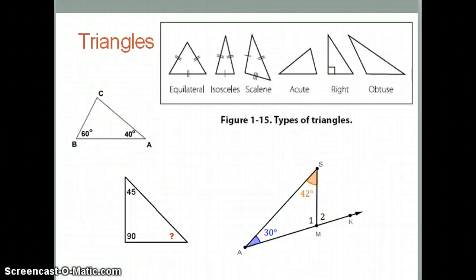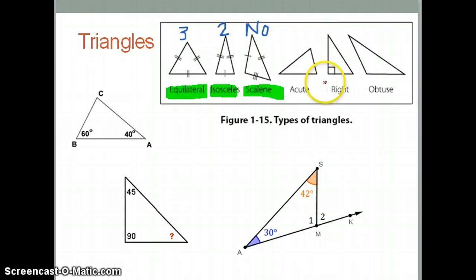Then we talked about triangles. In the past, we've talked about acute, equilateral, isosceles, and scalene. Equilateral meant all three sides are congruent. Isosceles meant two sides are congruent. And scalene meant no sides are congruent, so all three of those sides are a different measure.